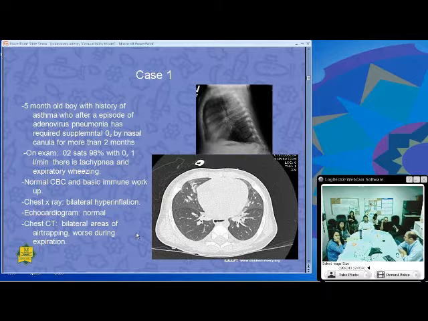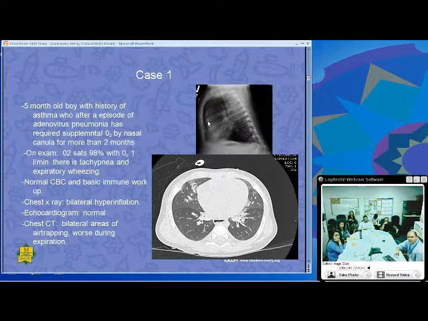He was sent home. He came back about 2 months later, and he was still hypoxemic on room air, needing about 1 liter of oxygen. He was still having some wheezing. On exam, his oxygen saturation 2 months later was 88% with 1 liter of oxygen. He was tachypneic, and he had expiratory wheezing. His CBC was normal. He had a basic immune workup that was also normal.